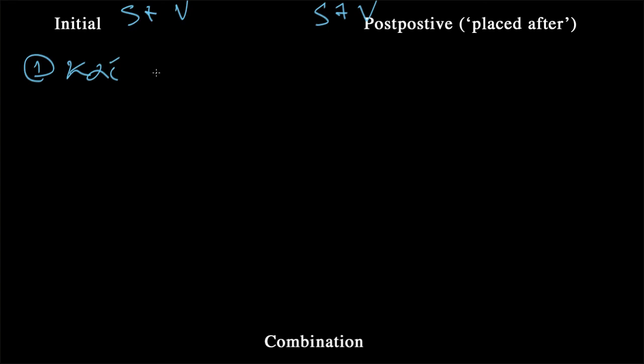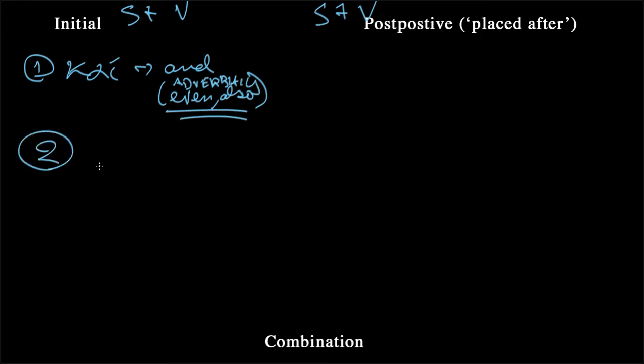And kai, we found, meant "and." It also can mean "even" or "also," but that's when it's functioning as an adverb, so that's not really what we're talking about here as a connector, but of course it can do those things. The other word we had was alla, which meant "but."